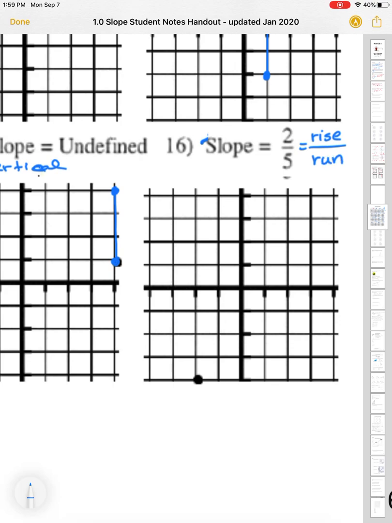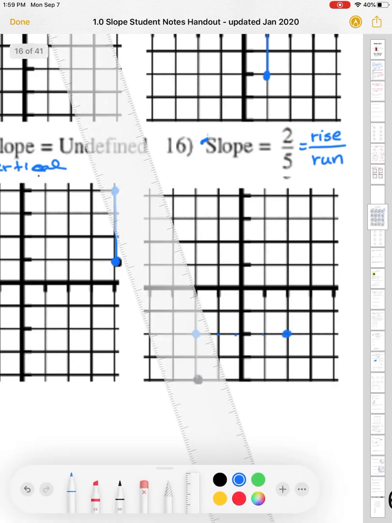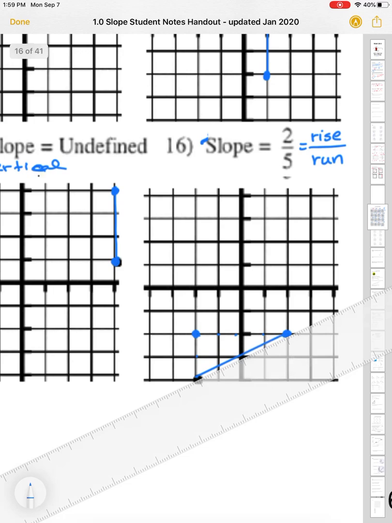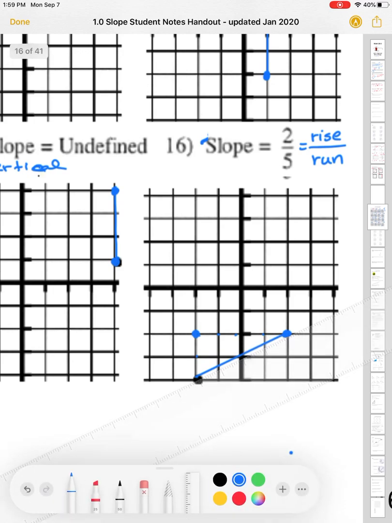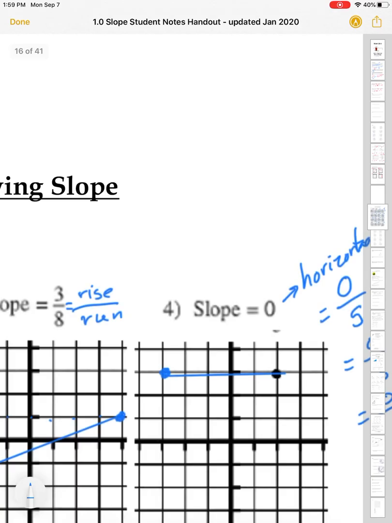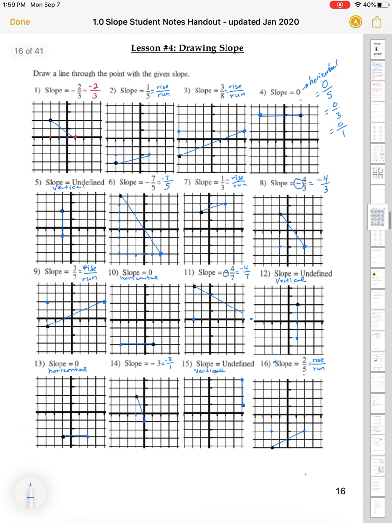Now remember, it's rise over run. So up 2 over 5. Okay, put our ruler in, connect the starting and ending points, and then we're done. Okay, oops. So hopefully we've got a bunch of lines that look somewhat like that.